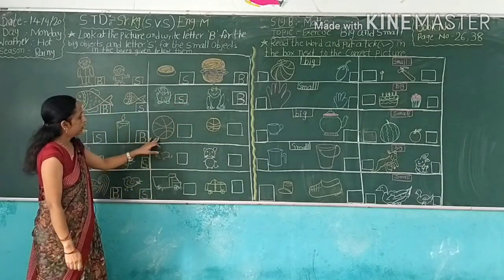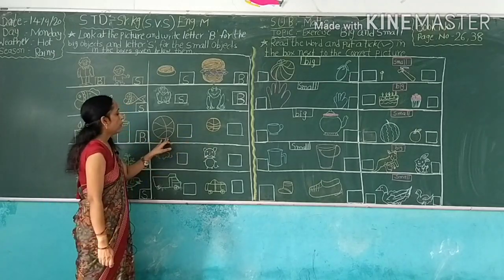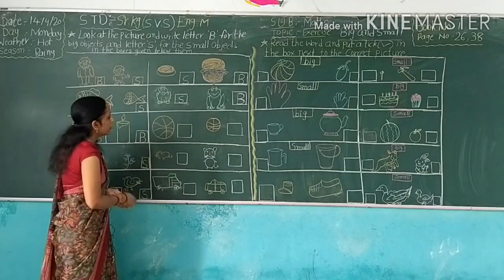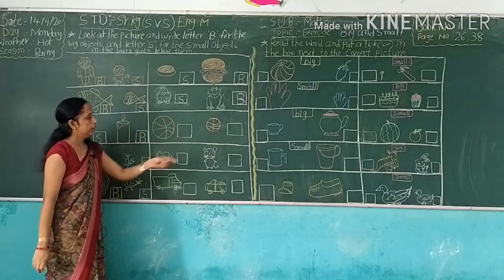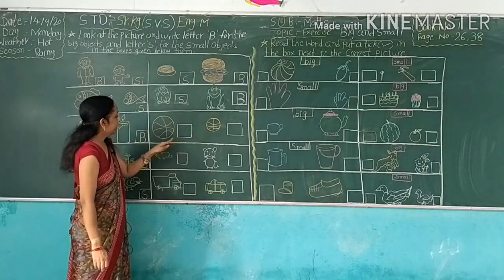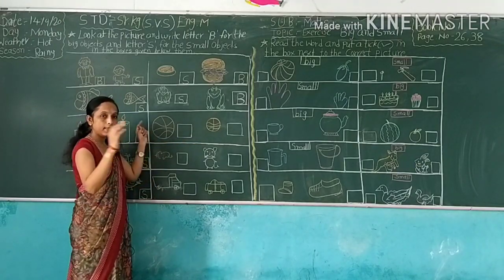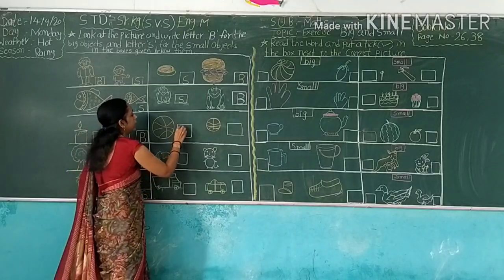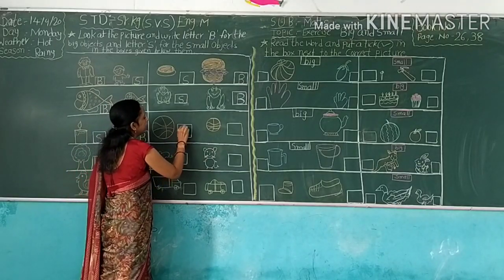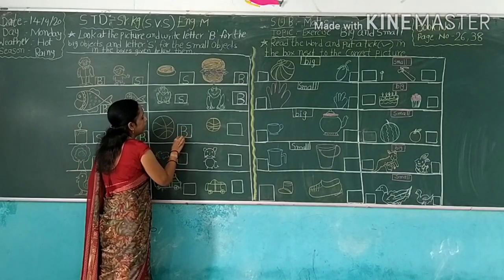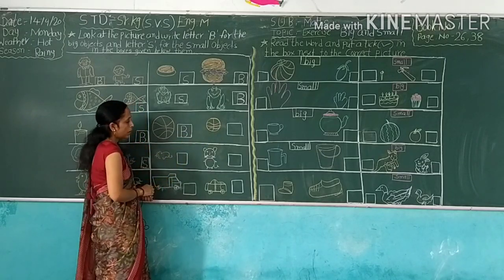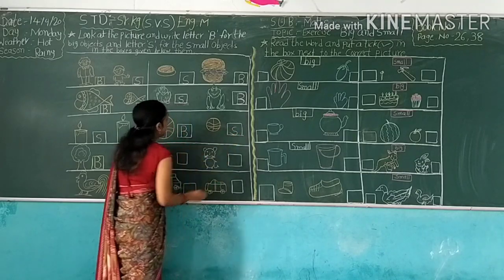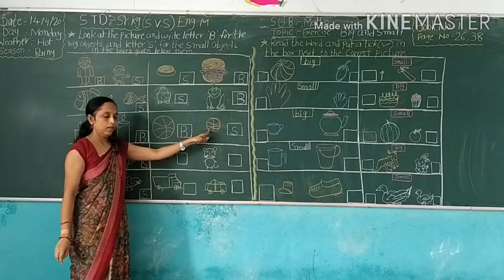And look here. Here I drew two balls. One is big and other one is small. So student, tell me which ball is big? This? No. This? Yes. This ball is big. So here we write B. This ball is big. And this ball is small. So here we write S. S for small. Big, small.